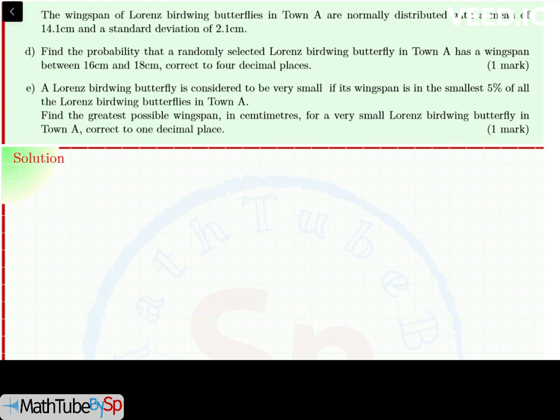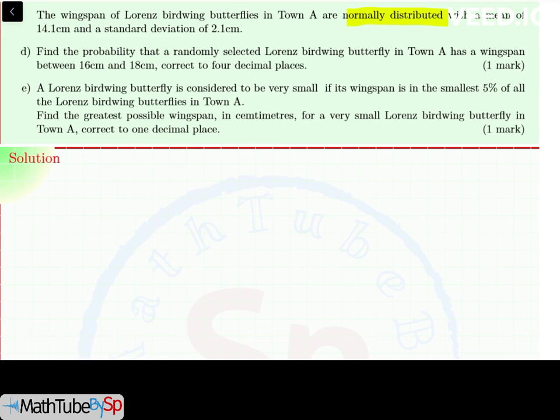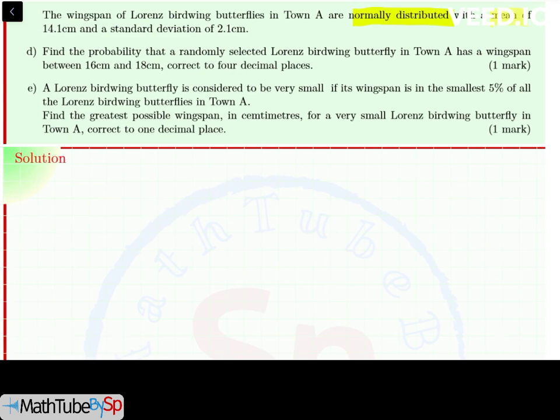We continue with parts D and E of this problem, where we are asked to find the probabilities. So let's read the problem. It says the wingspans of the butterflies in town A are normally distributed with a mean of 14.1 and a standard deviation of 2.1.